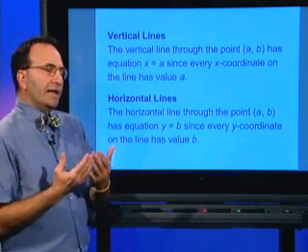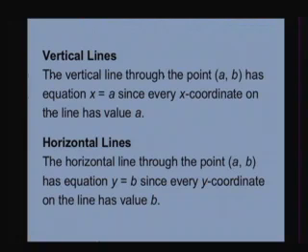And vertical lines are lines such that if you go through the point A comma B, it has the equation x equals A, since every x coordinate on the line has the same value A. Now for horizontal lines, if it goes through the point A comma B, it has the equation y equals B, since every y coordinate has the same value of B.